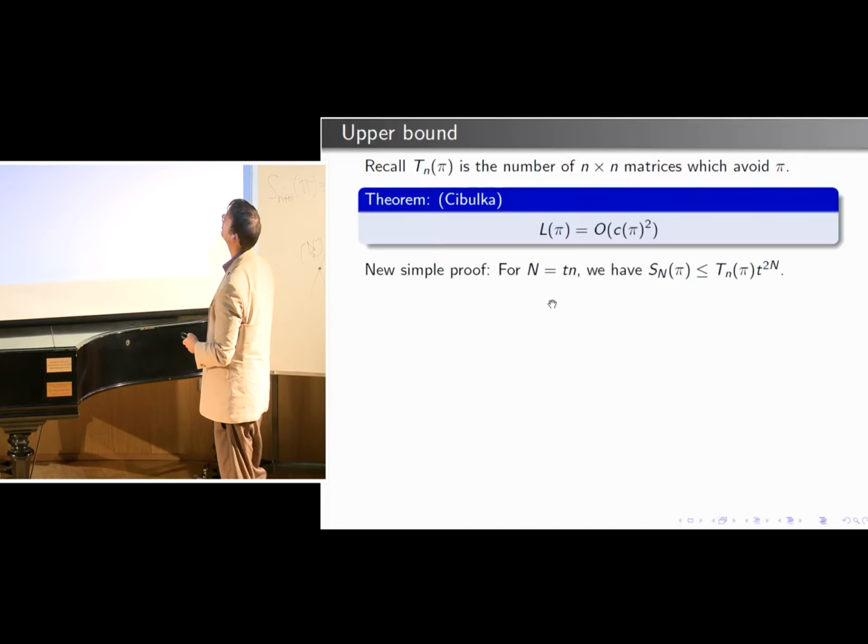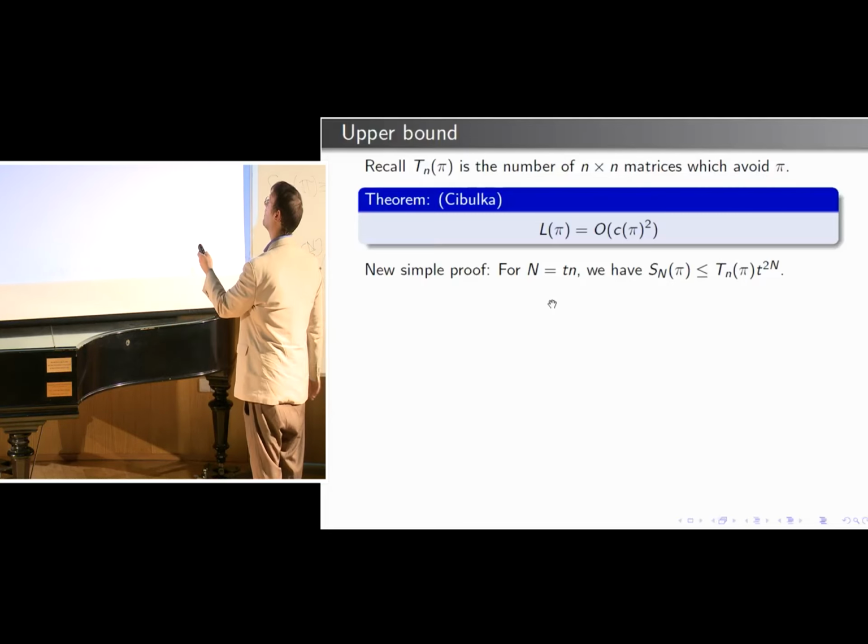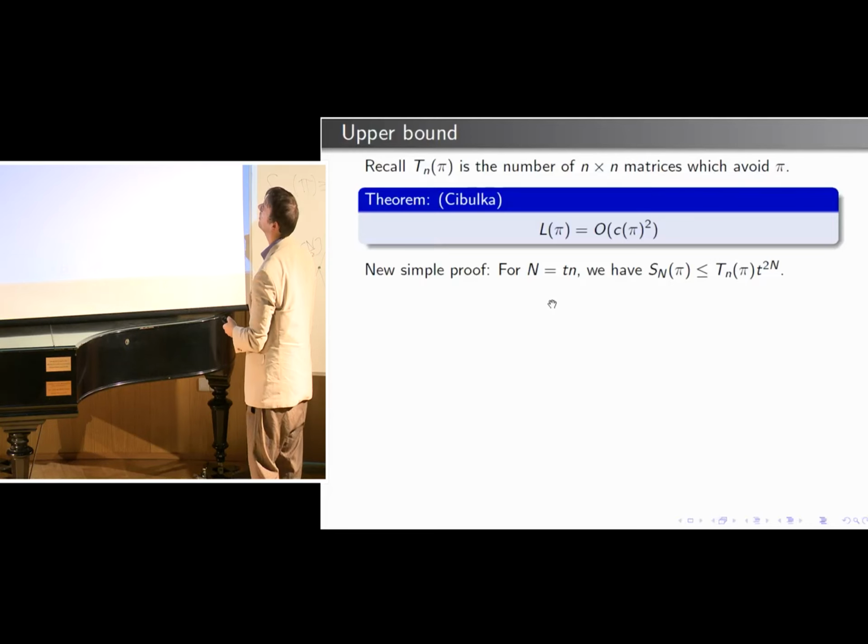So we're going to prove a new inequality. S_N(pi), the number of big N by big N permutation matrices that avoid pi, is at most the number of little n by little n matrices which avoid pi, they don't have to be permutation matrices, times t to the 2 times big N. And t is some parameter which we'll choose later. So big N is equal to t times little n. So how do we prove this?